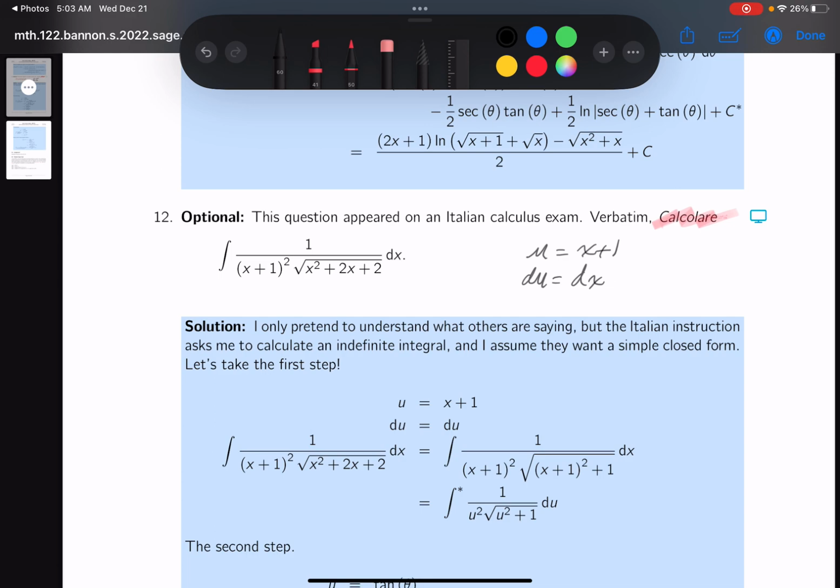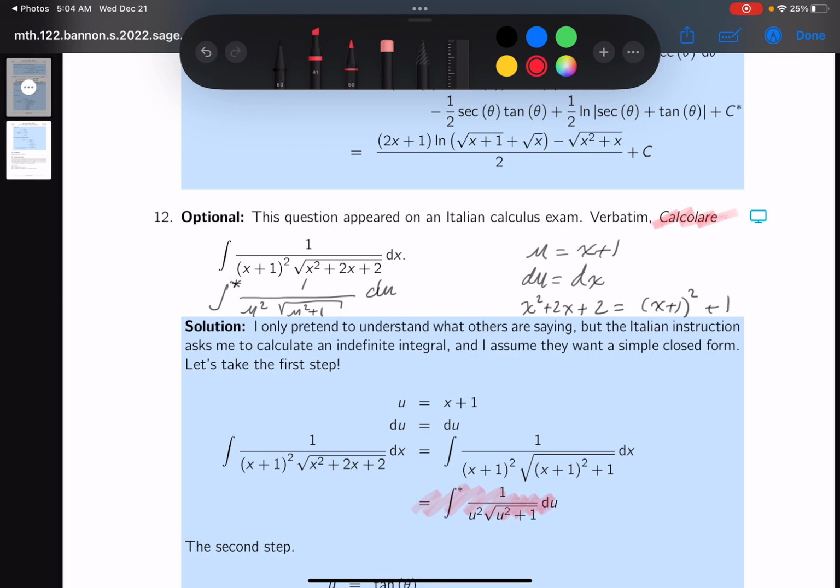Let's go through that. The radicand I'm noticing is x squared plus 2x plus 2, which is identical to the quantity x plus 1 squared plus 1. So the first thing I'll do is rewrite the integral as 1 over u squared times the root of u squared plus 1, du. Let's put a little star here indicating I'm making a substitution. This is my first milestone in the problem. I want to point out where that's written down for you, right over here.